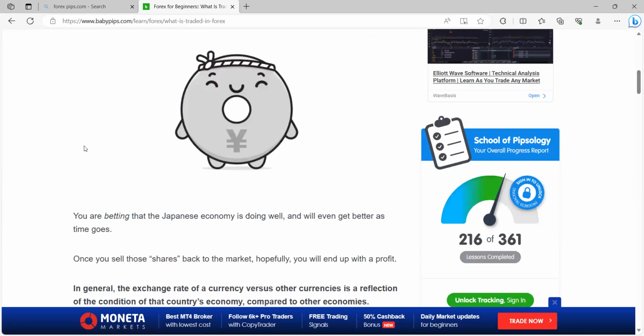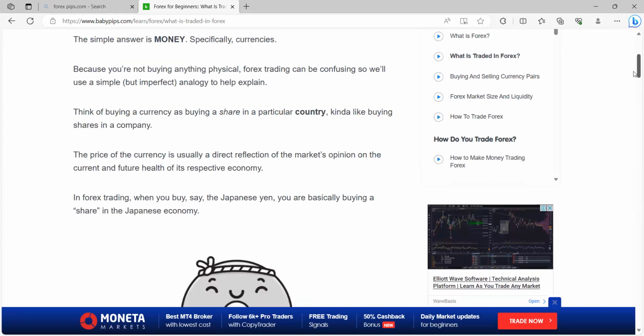We are betting that the Japanese economy is doing well and will even get better as time goes on. The price of a currency is usually a direct reflection of the market opinion on the current and future health of the respective economy. In forex trading, when you buy, say, the Japanese yen, you are basically buying a share in the Japanese economy, right?